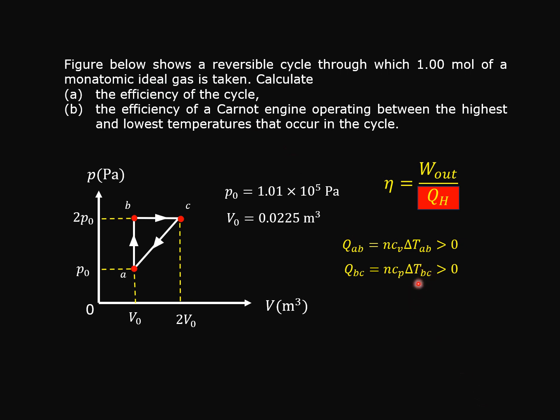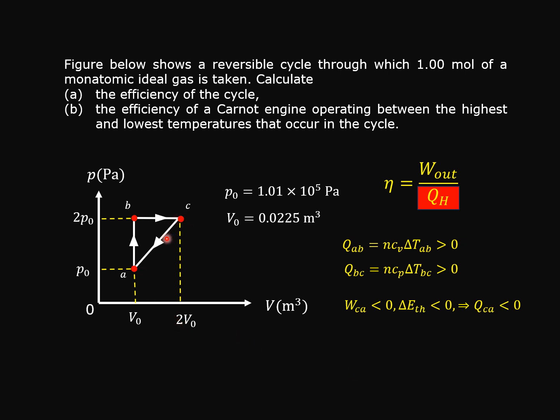Again, by checking the change of temperature when the state changes from B to C, we know that the temperature for state C is larger than state B. So again, that means this delta T is also a positive value, and QBC should be larger than 0. So in this process, the heat is also transferred to the gas, or the gas is absorbing the heat.